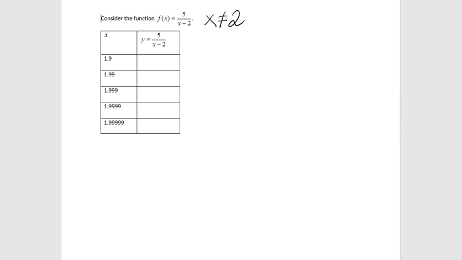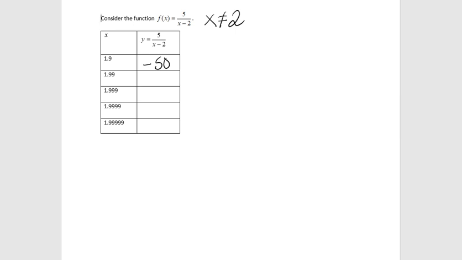So if you take a look at the table here, I have taken numbers that are a little bit smaller than 2. So x is equal to 1.9, 1.99, 1.999, and so on. And even though those numbers are getting closer and closer to 2, they are all still smaller than 2. So let's substitute in each of these x's into our f of x. So 1.9 is going to give us negative 50.